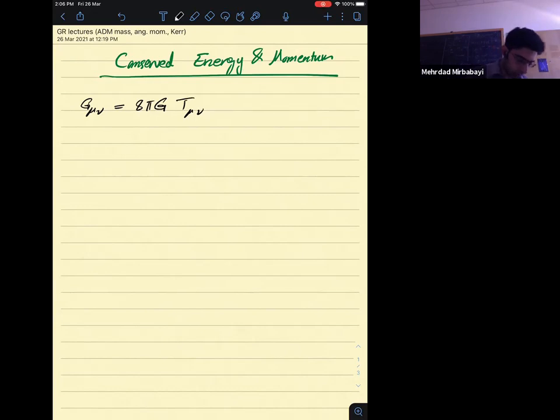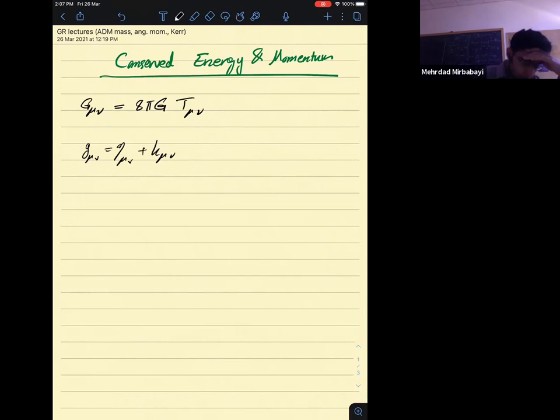Okay, but now we want to try to construct such an object which is ordinarily conserved, and that object is called the pseudo tensor of energy and momentum. So what is the idea? The idea is to do the following decomposition of the metric. Let's choose some coordinate system, and in that coordinate system, let's write g mu nu equals eta mu nu plus h mu nu.